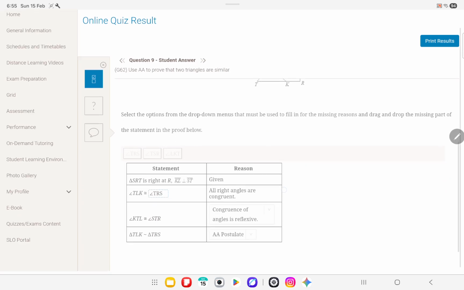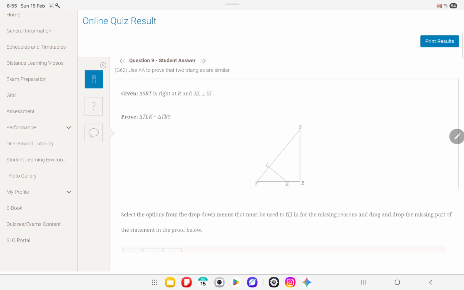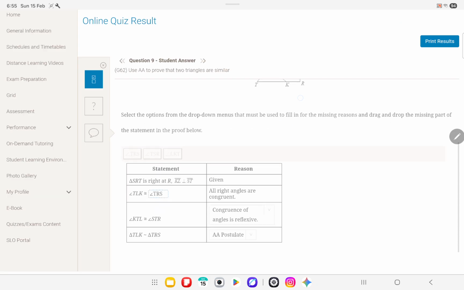Okay, so here it's showing us that triangle SRT is right at R, and KL is perpendicular to ST. So where's KL? It is perpendicular to ST. That means these angles are right. Okay, so let's see what they give us. They give us triangle SRT is right at R, and KL is perpendicular to ST. That's already given.